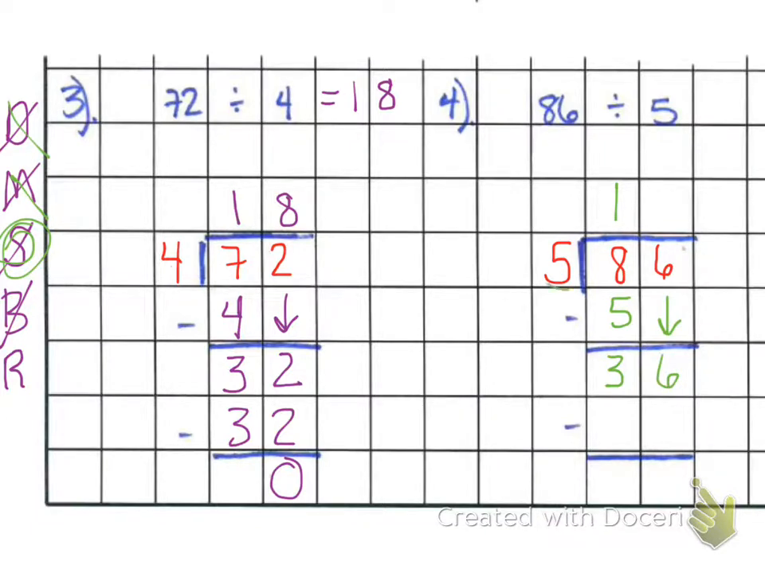How many times does 5 go into 36? 7 times. Multiply. 5 times 7 is 35. Subtract. Anything left to bring down? Nope. Final answer is 17. Remainder 1.